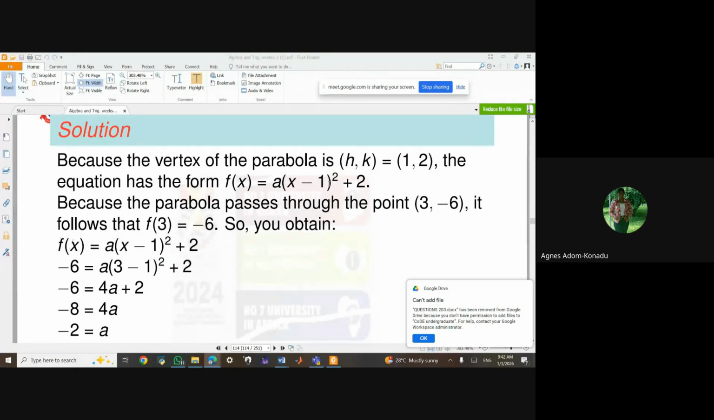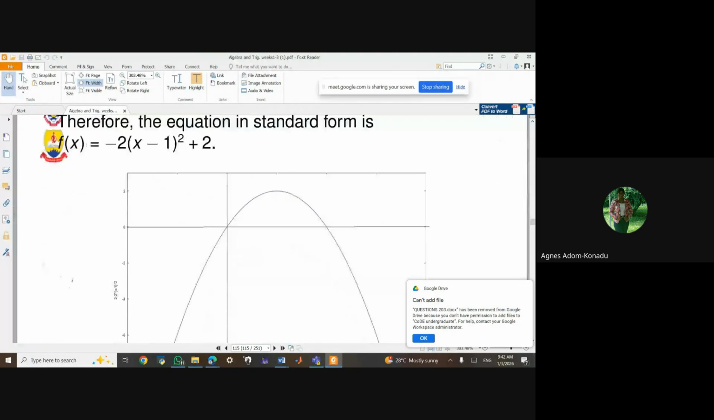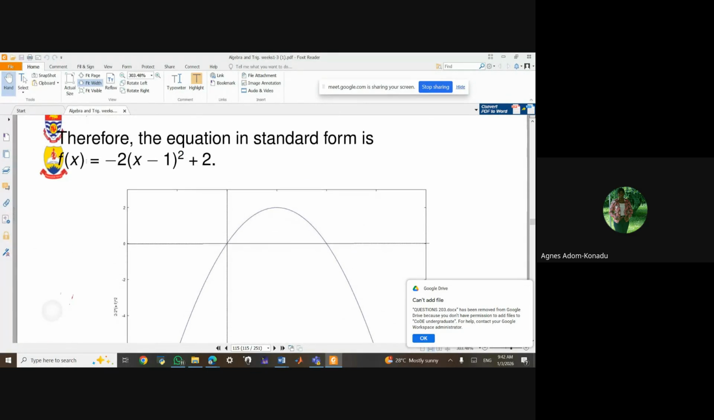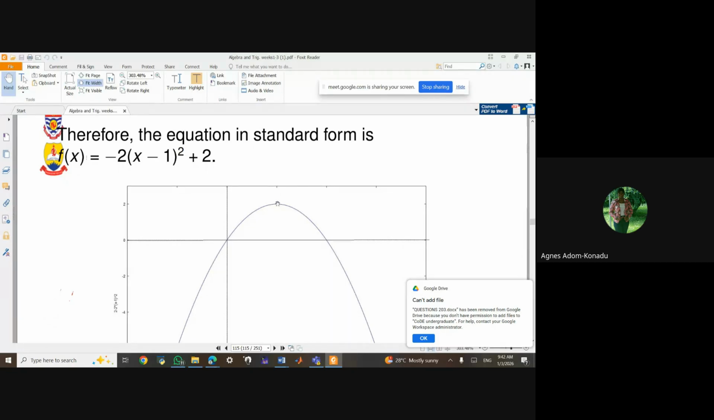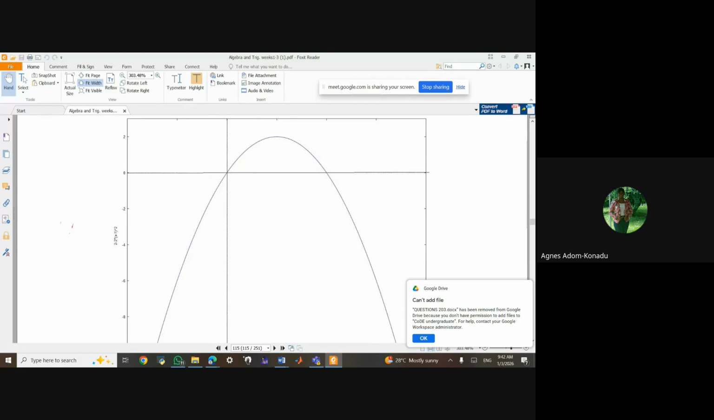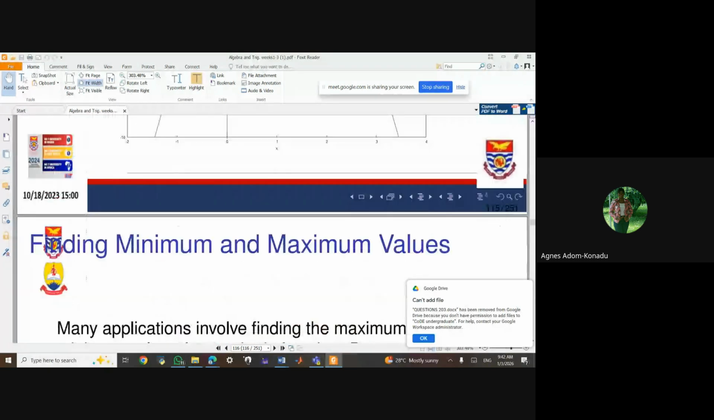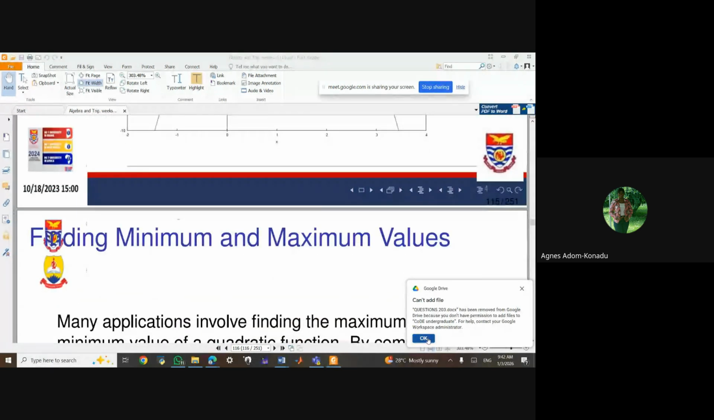And then the axis of symmetry is what? It is the line x is equal to 1. So this is it. It opens downwards. The maximum value is 2, and the axis of symmetry is x equal to 1. So this is how to find the minimum and maximum value.